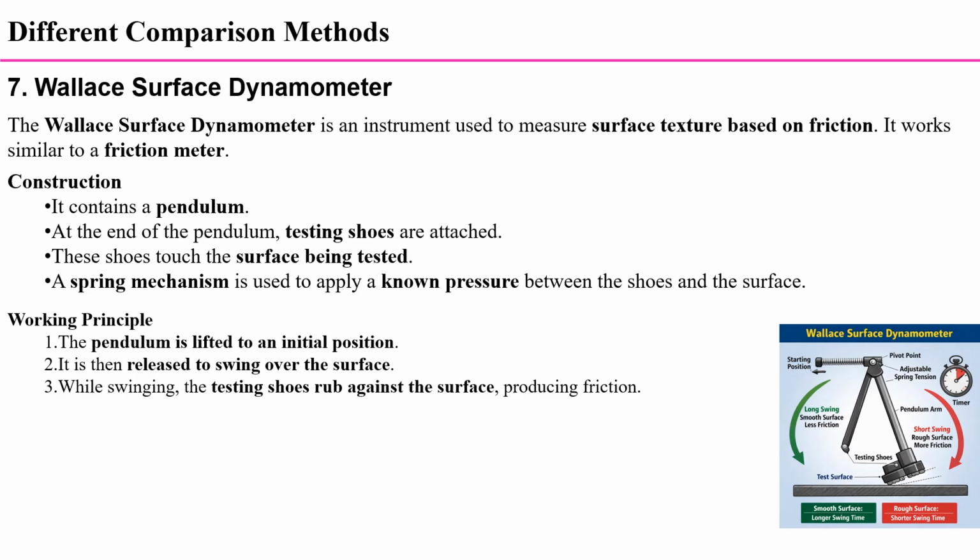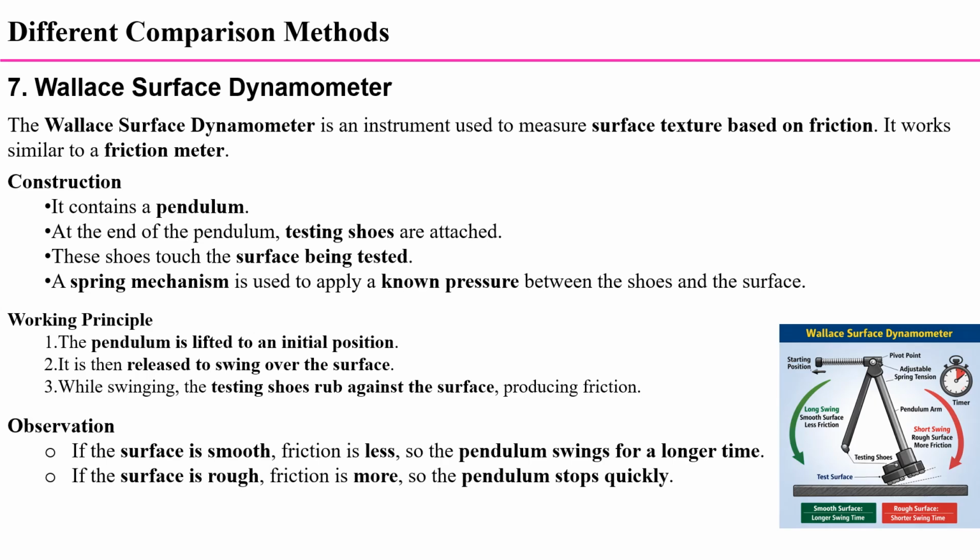The pendulum is lifted to an initial position, then it is released to swing over the surface. While swinging, the testing shoes are rubbed against the surface, producing friction. If the surface is smooth, the friction is less, so the pendulum swings for a longer time. If the surface is rough, then friction is more, so the pendulum stops very quickly.